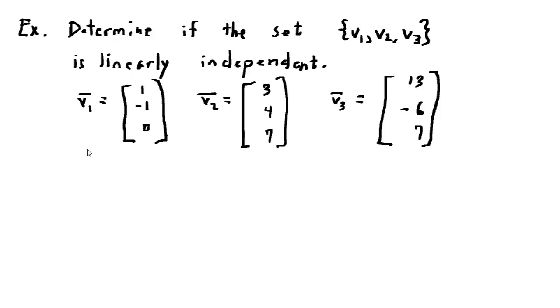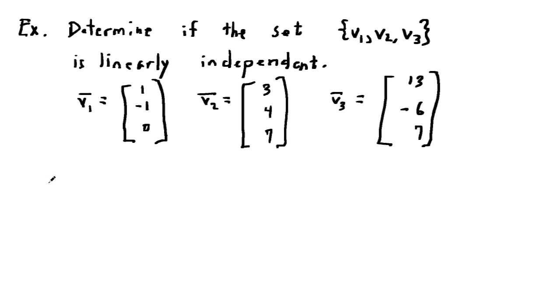Let's do an example. Determine if the set v1, v2, and v3 is linearly independent. The first vector v1 is given as this vector, and v2 is given here, and we have v3. Okay, so we want to know if this set of vectors is linearly independent.